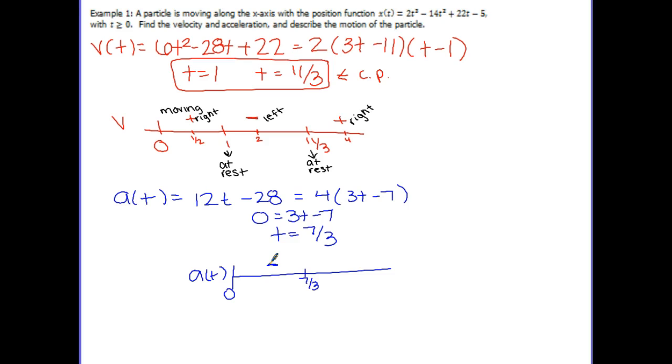Okay, so 7/3, we know we could safely plug in what number above that? 4. 4 times 3 is 12. 12 minus 7 is 5. That's positive, positive, positive.